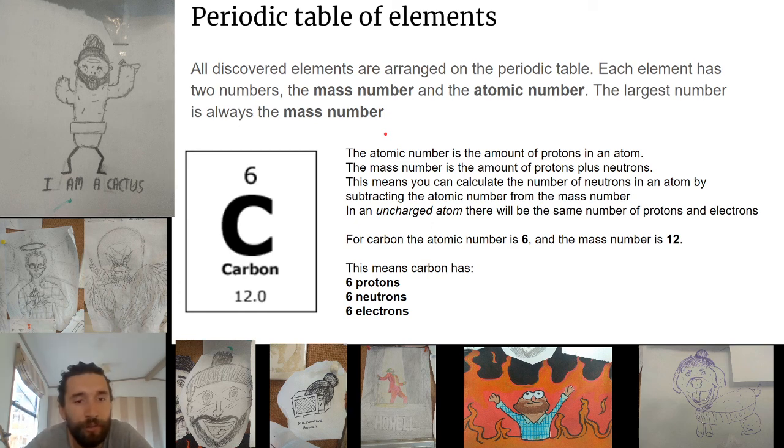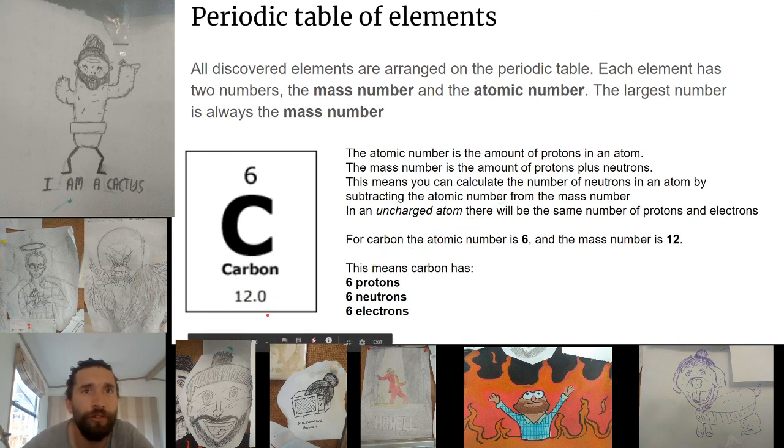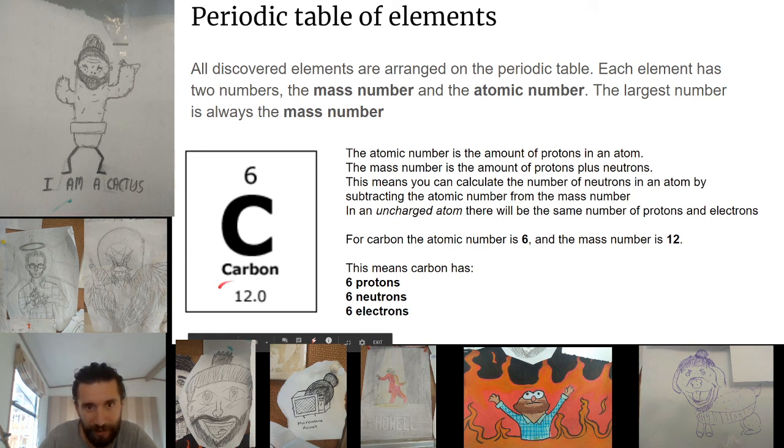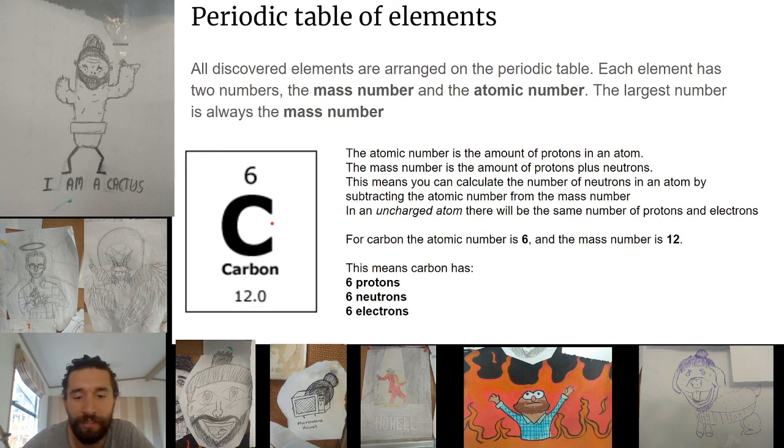So the atomic number, or the smaller number, is equal to the amount of protons in the atom and also equal to the amount of electrons in a neutral or uncharged atom. The other number, 12, or the mass number, is the number of protons plus neutrons. So the way to work out the amount of neutrons is we get this number, 12, and subtract from it the number of protons we have, which is 6. The big number minus the small number is going to equal 6, so we get 6 neutrons. So in carbon we have 6 protons, 6 neutrons, and 6 electrons.